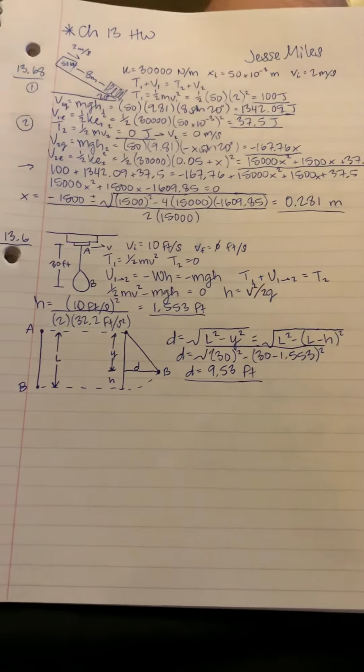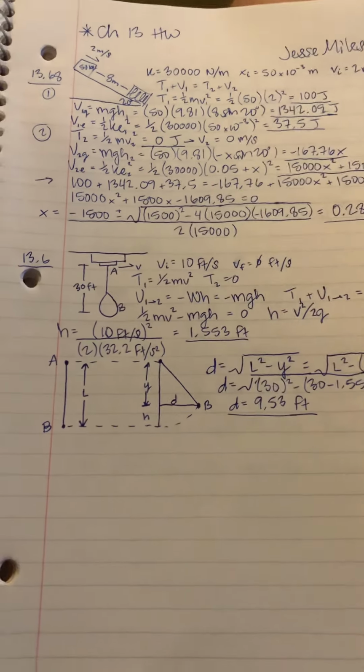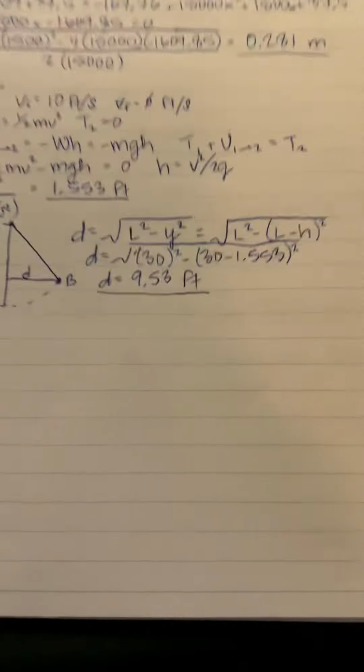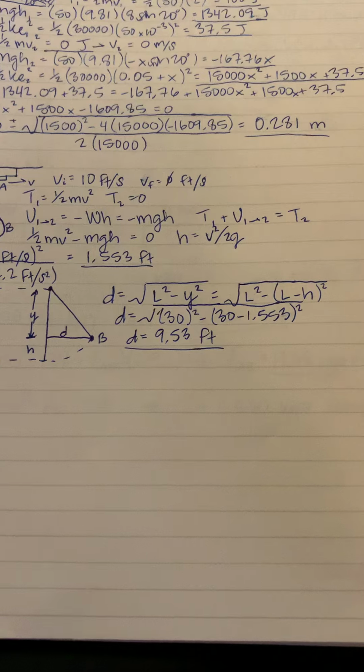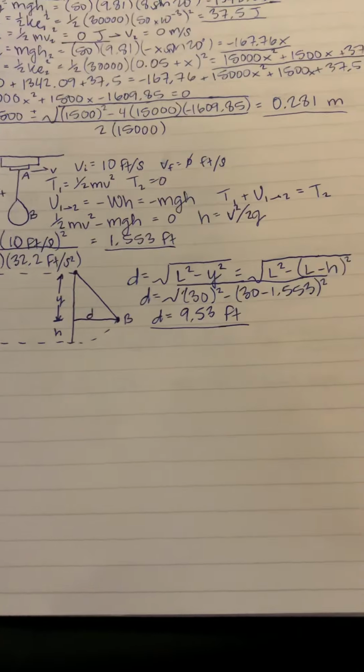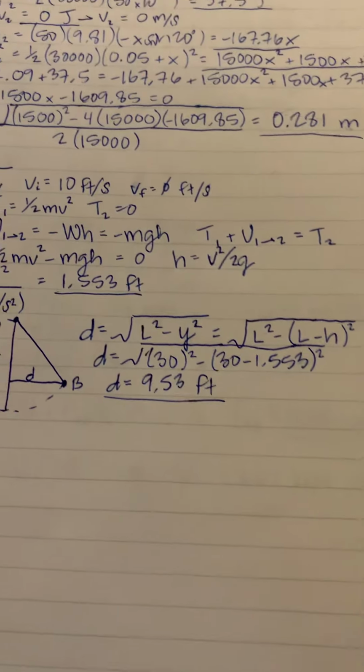This one, not nearly as much writing, but basically you get this little diagram down here. And just using basic trig, you get that D right there, which is the distance or displacement, which was 9.53 feet.